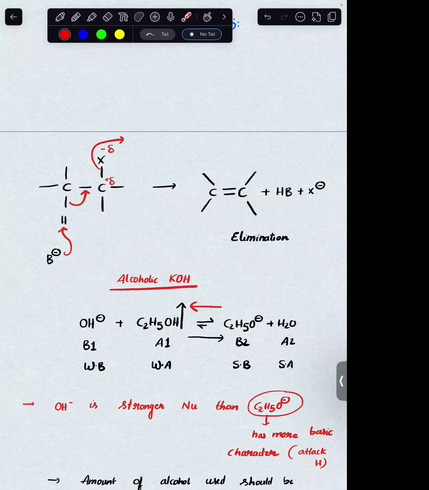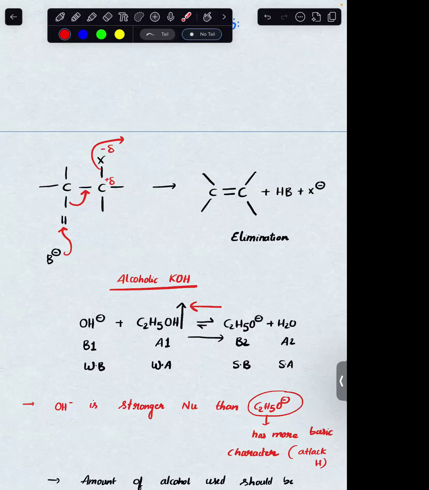OH minus plus alcohol. What can happen? This can act like a base and this can act like an acid. If you have a proton transfer, you have C2H5O minus and H2O. We also know that H2O is a stronger acid when compared to alcohol. So this being the stronger acid, in general the reaction will be driven in the backward direction.